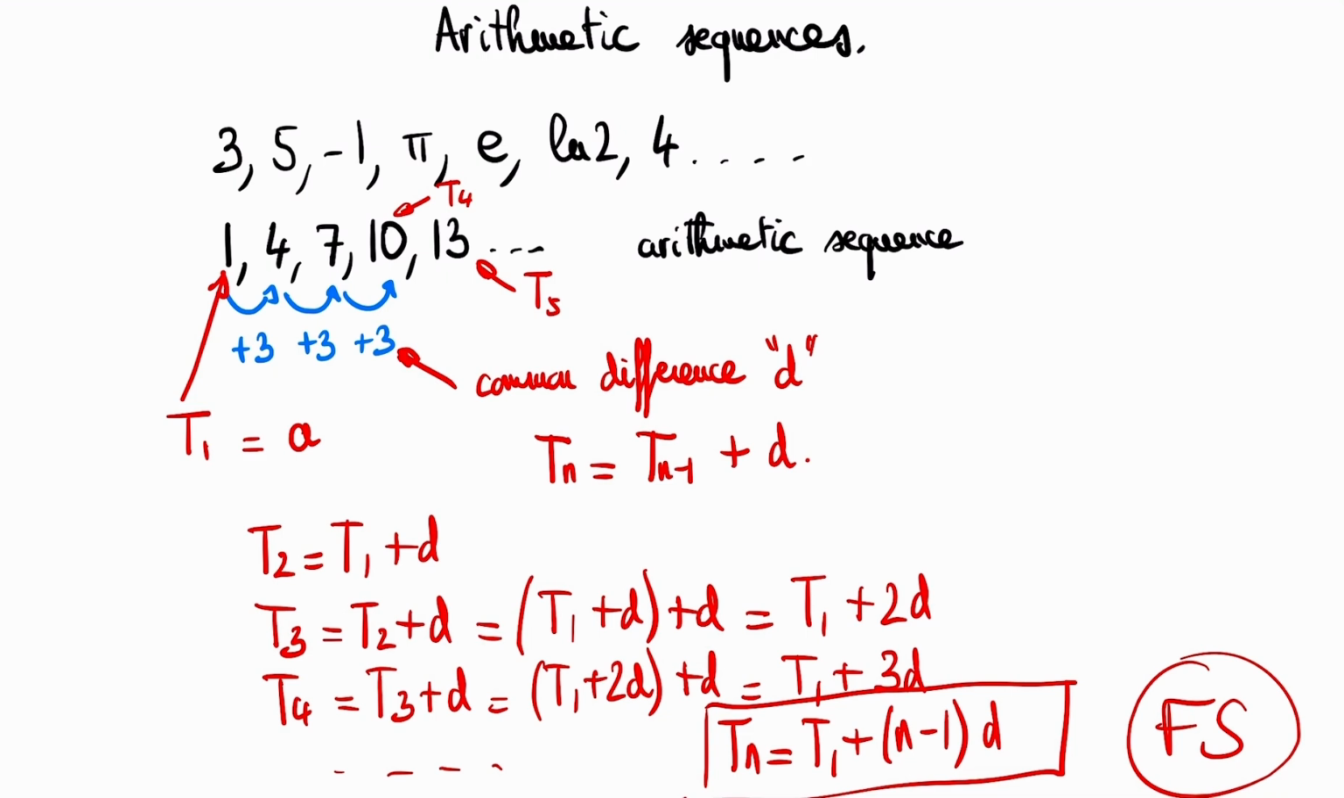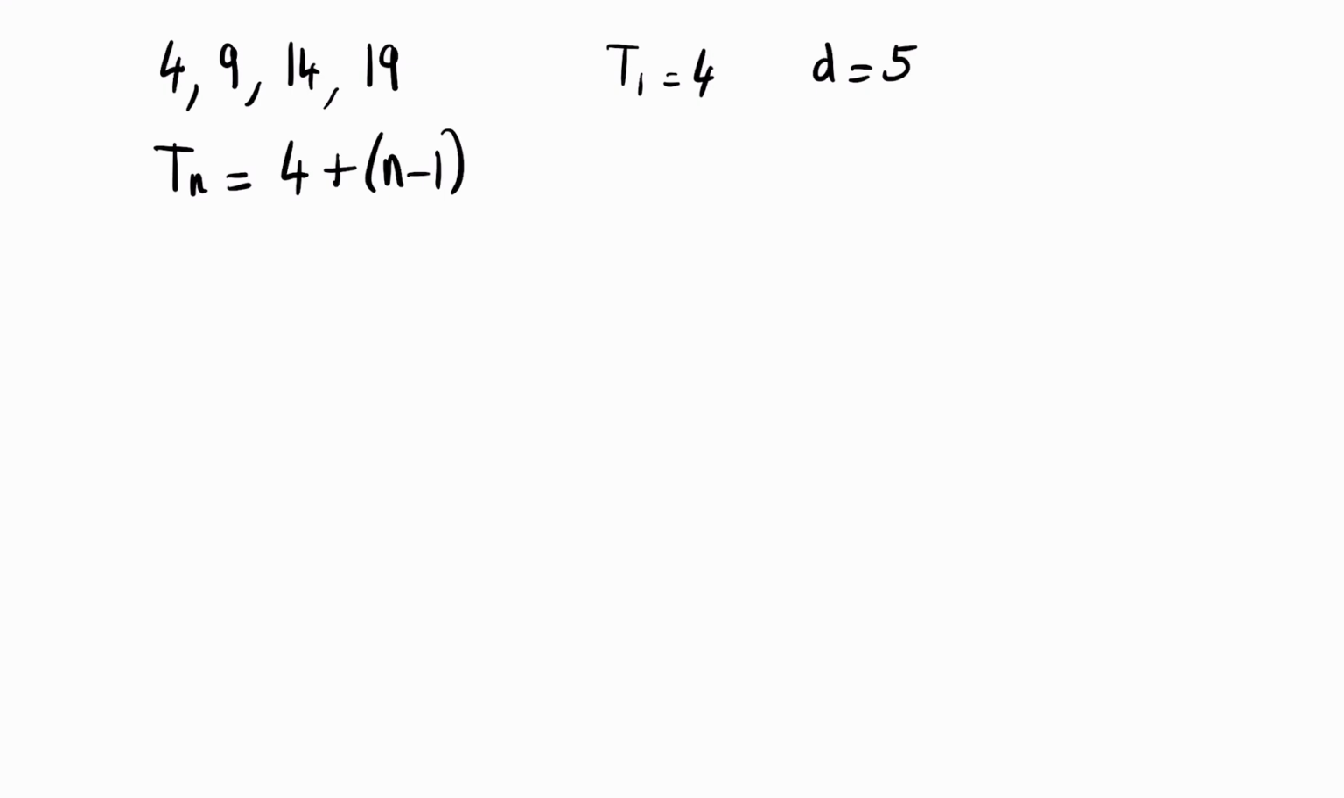Let's do an example. So say there is an arithmetic sequence which is 4, 9, 14, 19. Okay, so what is T1? T1 is 4. And what is the difference? The difference is 5. Very good. So what's the general expression for Tn? Well, Tn is equal to T1, which is 4, plus (n minus 1) times the difference, which is 5. Okay, so what is the value, for example, of T13? T13 is 4 plus (13 minus 1) times 5, which is 64.